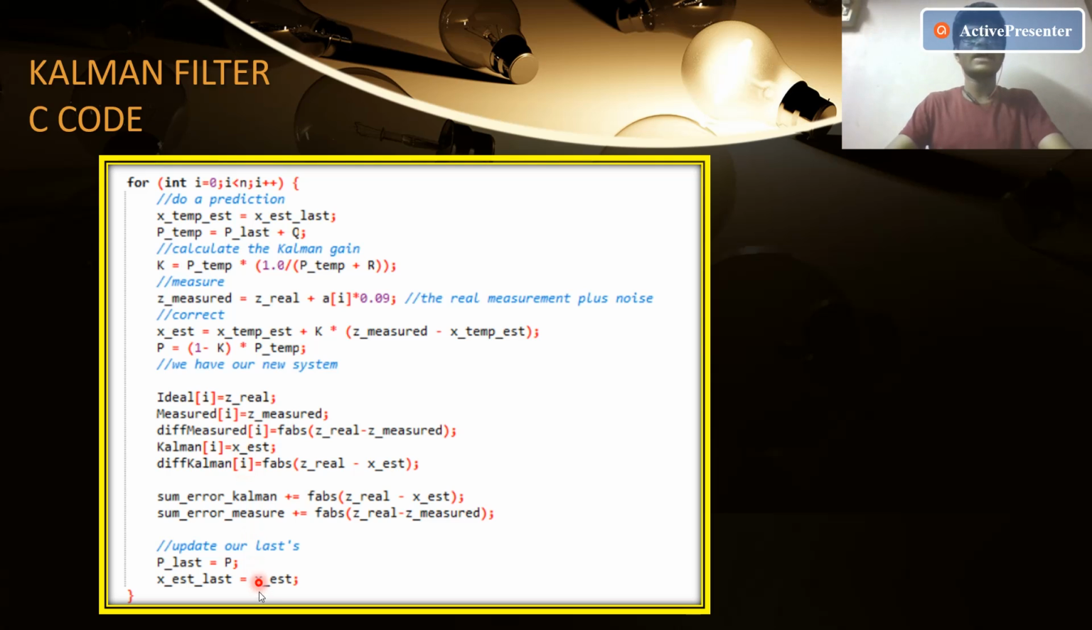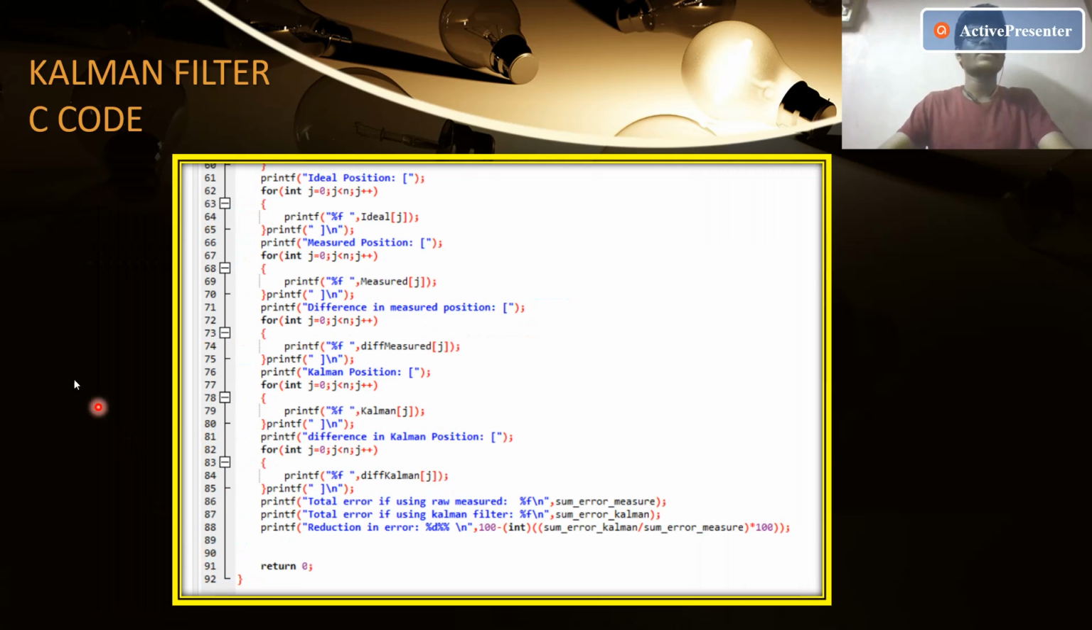And then the fourth step of our algorithm is updating the value. How do we update the value? We simply eliminate the error, or subtract the error, from the estimated values. Now coming up to the last part of the code, that is printing the values. We are printing basically 5 arrays. The first array is of ideal position, the second array is of measured position, the third array is of difference in the measured position, the fourth array is of Kalman position, which is nothing but the error, and then, importantly, the difference in the Kalman position.